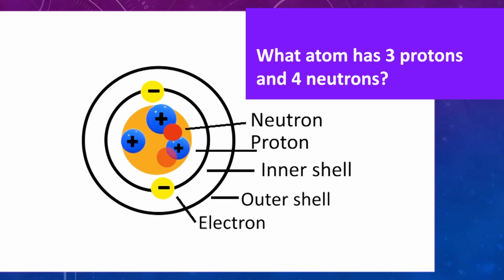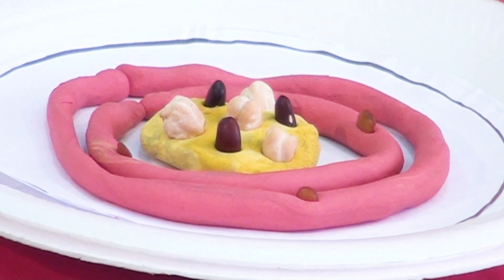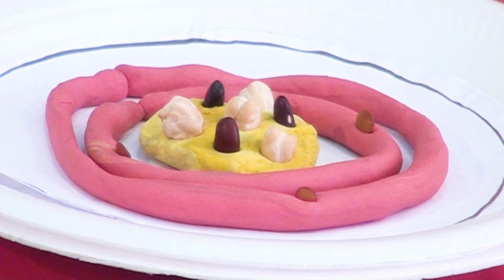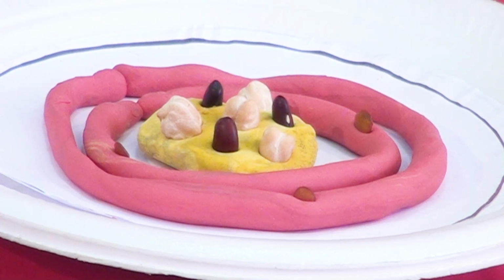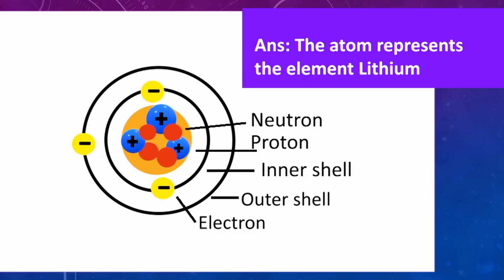And of course, that can only go on my second shell. So based on this representation, what element, what atom would this represent? I have 3 protons, 4 neutrons, and I have 3 electrons on my shells. Look at your periodic table and try to find the atom with the atomic number 3. That element would be lithium.